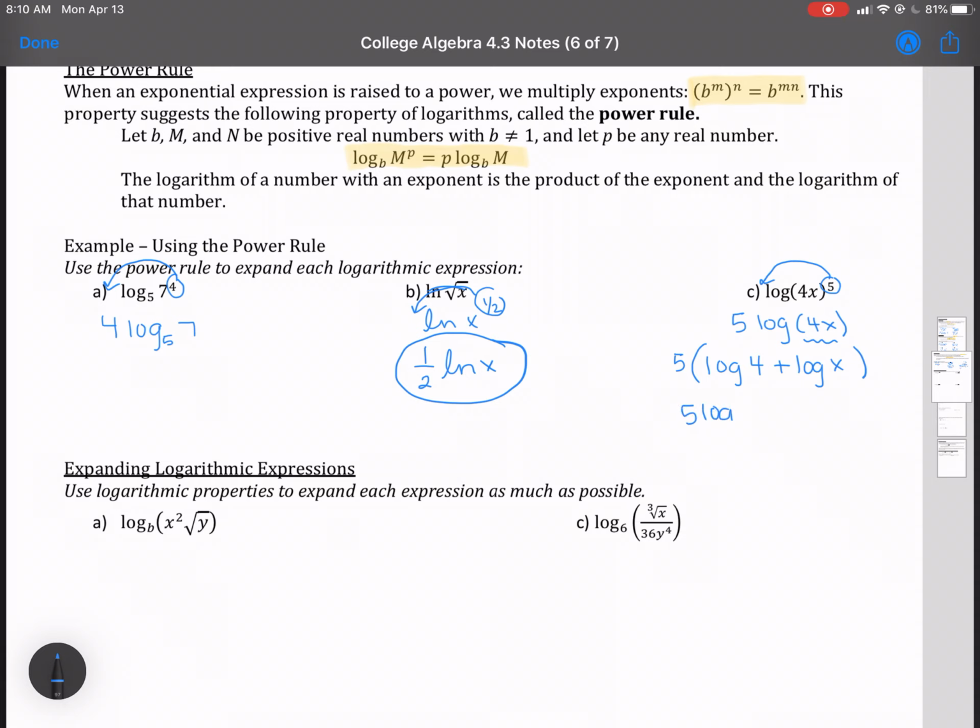So the thing to remember is if you have parentheses, you have to distribute that exponent to both terms, which is why we're going to write the 5 in front of both terms of our log. So that's called expanding each logarithmic expression. So that's what we're going to use on these next few examples, is expanding using multiple properties.